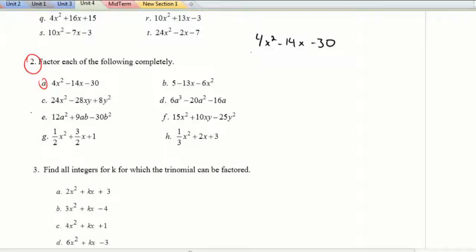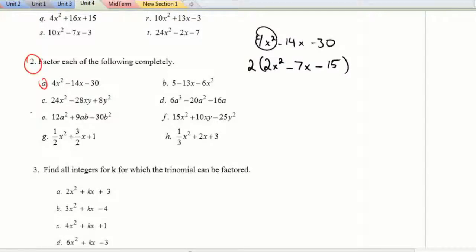So what's common between 4, 14, and 30? Does 4 go into 14? No. But each of these things goes, I can pull a 2 out of each of them, so I'm going to do that. I'm going to say, okay, I'm going to factor out a 2. So if I have 4x squared and I divide it by 2, what's left? Well, I have 2x squared. And then negative 14x divided by 2 is going to give me 7x. And 30 divided by 2 is going to give me 15.